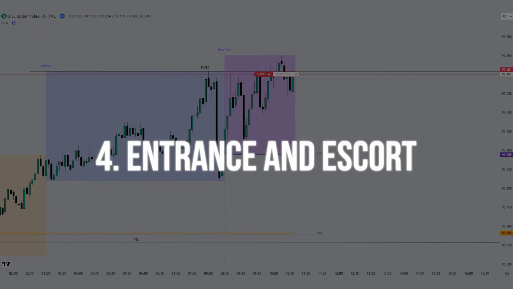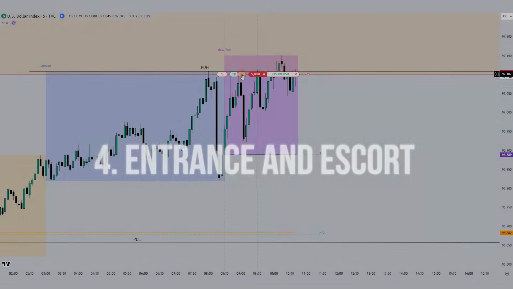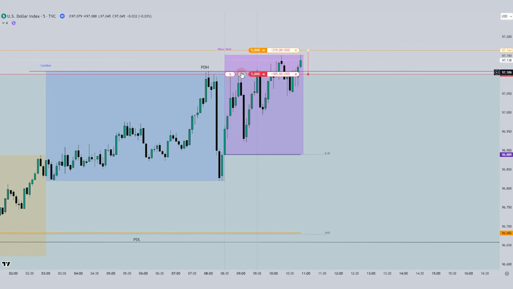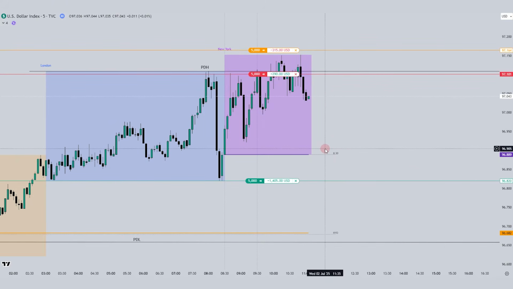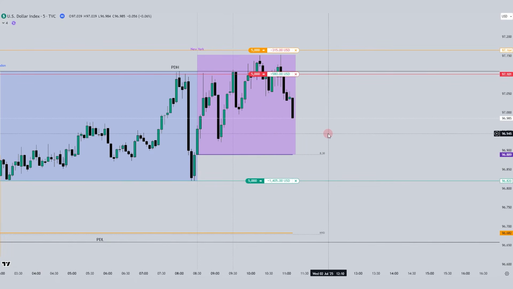4. Entry and follow-up. After the second throw and the formation of a new FVG, the price returns to the PDH level, and here I enter a short position. The goal is to grab London liquidity. The RR turned out to be 1 to 4, which suits me perfectly.